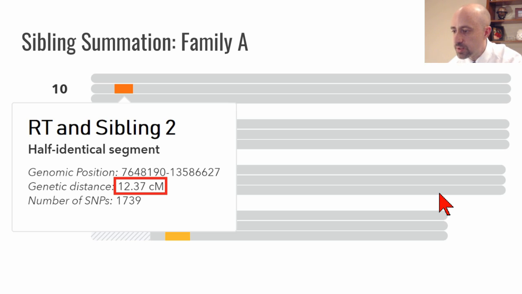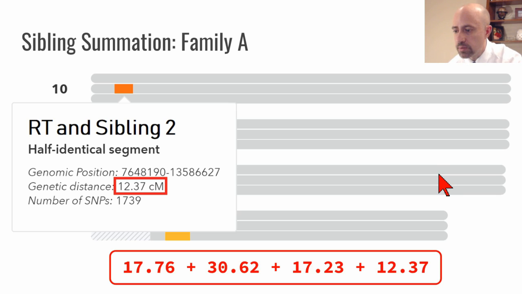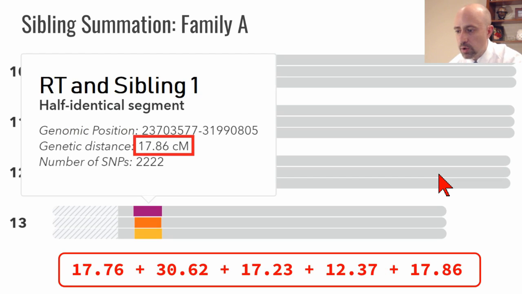We don't have any other segments to worry about on chromosome 10, so we can add 12.37 to the other numbers, and we can move along to chromosome 13, where RT shares DNA with all 3 of the siblings, and the segment that RT shares with sibling 1 overlaps perfectly with the DNA that RT shares with sibling 2 and sibling 3 on this chromosome, so we can just pick one of those. We don't want to count this 3 times. The segment is slightly larger for sibling 1, so we'll go with that, and the number there is 17.86.